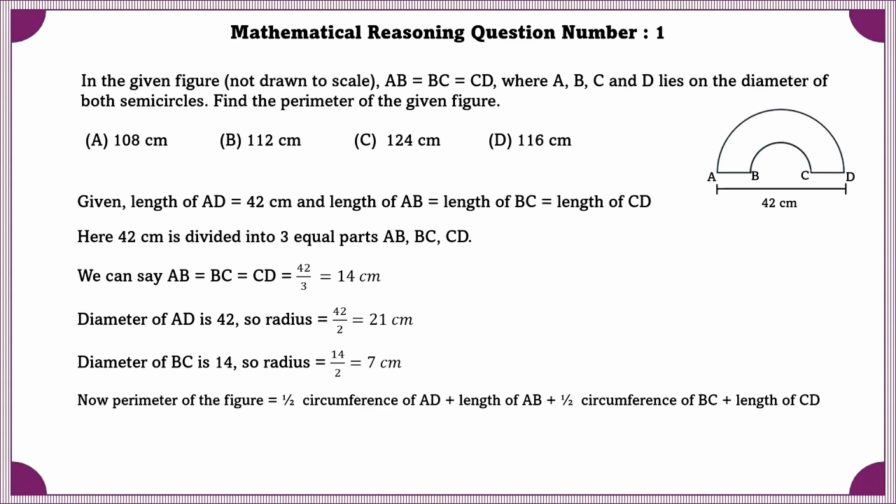Now perimeter of the figure is equal to half circumference of AD, because AD is a semicircle, then length of AB plus half of circumference of BC plus length of CD, which is equal to 116 centimeters.